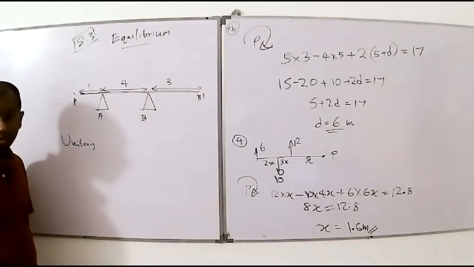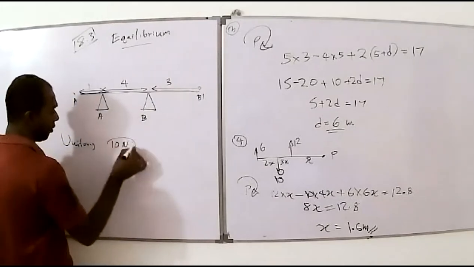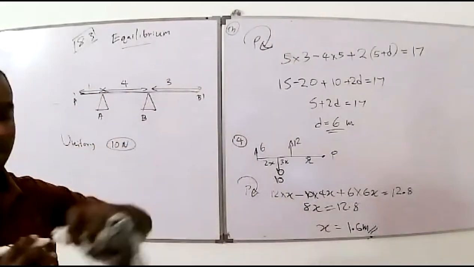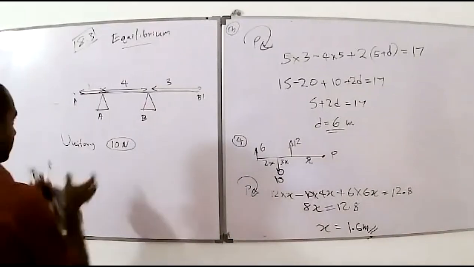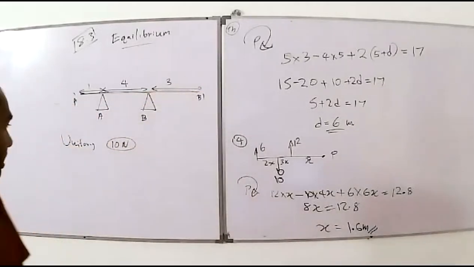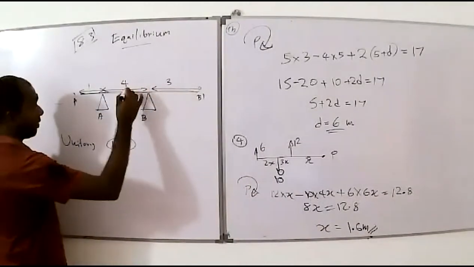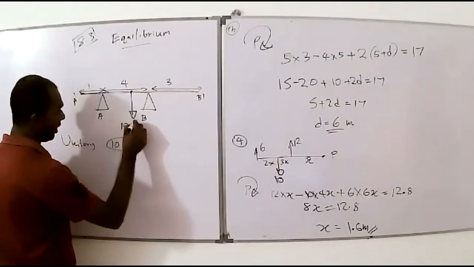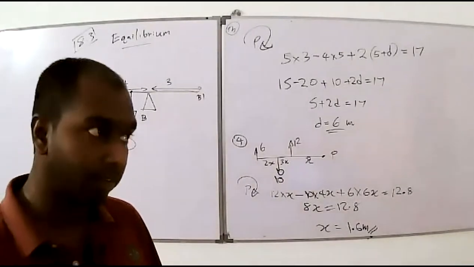Since this is a rod, it has a mass. Let's take the mass as 10 newtons. Since the given rod is uniform, you can always take the total concentrated mass as acting in the middle. This rod is 8 meters long, so we know it's going to be the middle. You can mark 10 newtons that way, always, if the rod is uniform. We have to deal with non-uniform rods also.